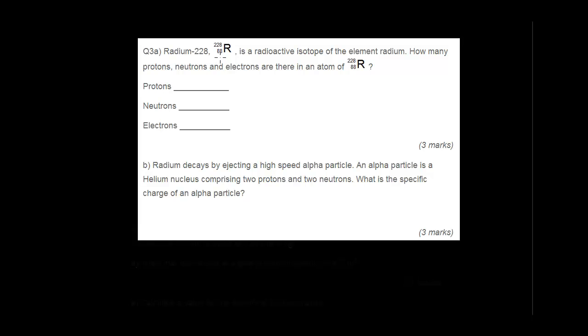So, how many protons have we got? Here's the atomic number, or the proton number, so there must be 88 there. How many neutrons? The top number is the mass number, or the nucleon number, which is both protons and neutrons. So all we need to do is go 228 minus 88, just a quick subtraction, and that's 140. You can probably do that in your head quicker than I can.